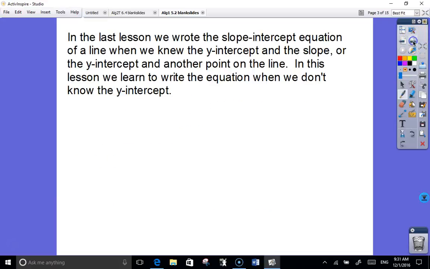So let's see how this goes. Again, in the last lesson we wrote the slope-intercept equation of a line when we knew the y-intercept and the slope, or the y-intercept and another point on the line. In this lesson we learn to write the equation when we don't know the y-intercept, which is much more likely the kind of problem you'd be given on an SOL or something like that.